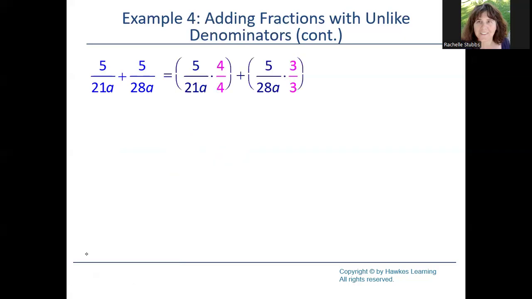Times the 21a by 4 over 4, and the 5 over 20a by 3 over 3. We now have equivalent fractions. I can now just add the top. 20 plus 15 is 35.